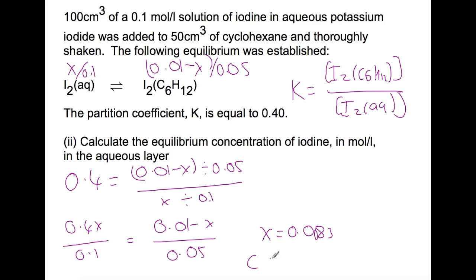So concentration is moles divided by volume. So we need to do 0.0083 divided by our volume, which is 0.1. So the concentration of iodine within the aqueous layer is 0.083 moles per litre.